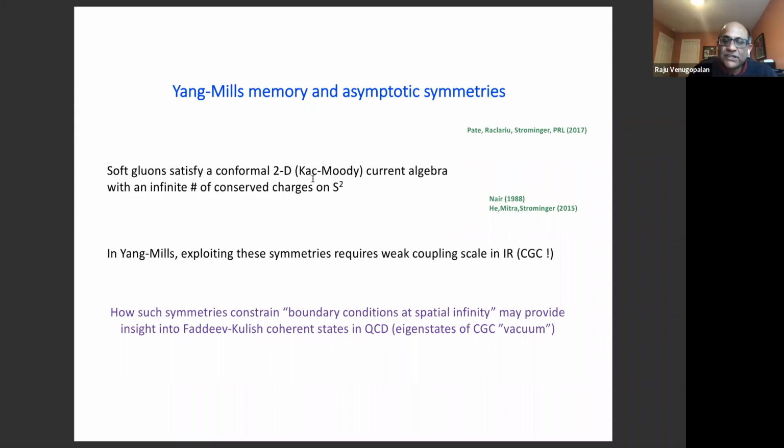And so then the interesting question is, how do we understand all of the CGC stuff that I'm talking about in the language of these infinite dimensional symmetries in the celestial sphere, and whether you can reinterpret such CGC states as Faddeev-Kulish type coherent states in QCD. In other words, the S matrix is not the asymptotic S matrix of free quarks and gluons, but of these CGC states, which are then just colliding and producing these N gluons.